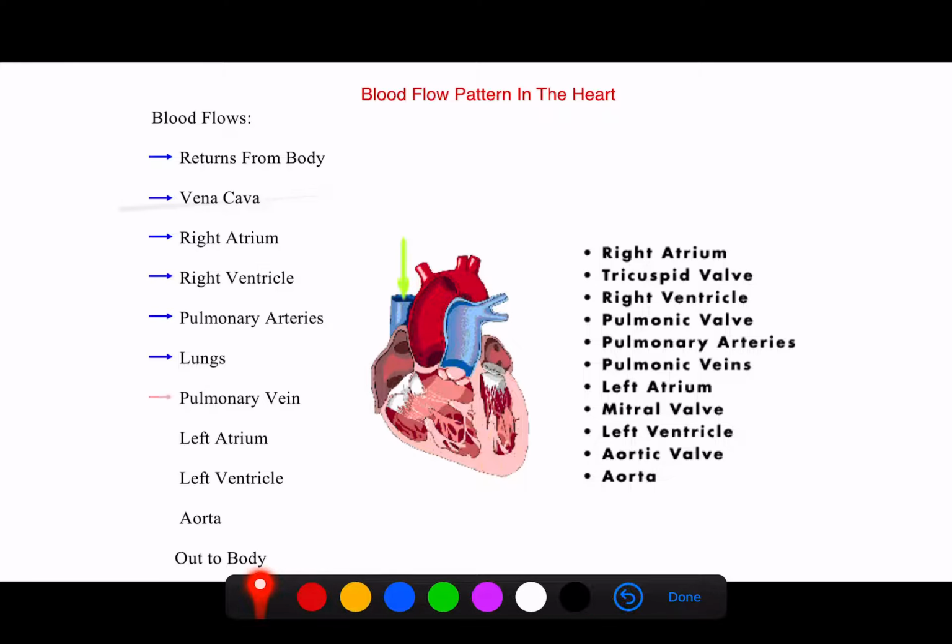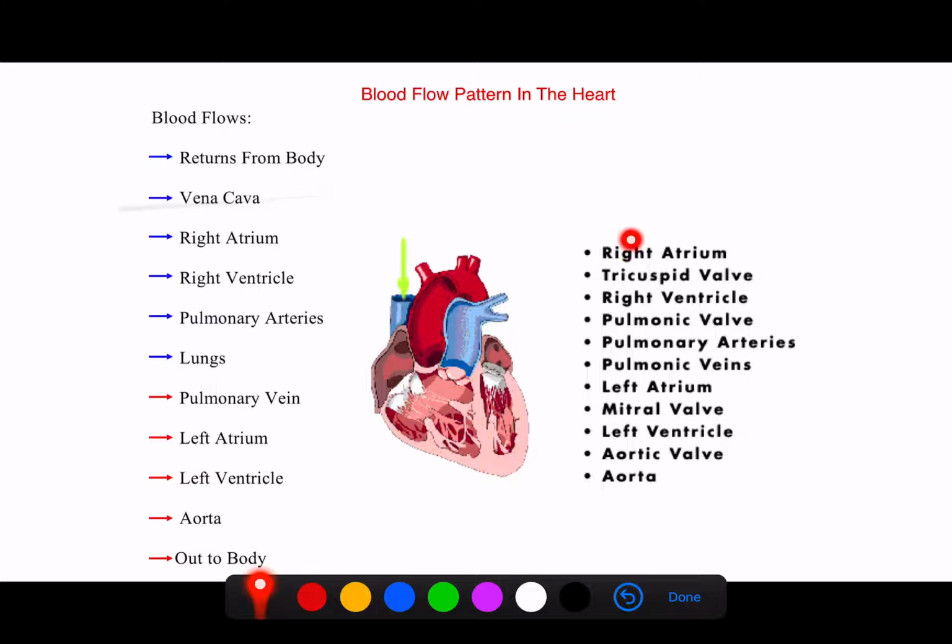You're going to need to know the blood flow pattern in the heart. We're actually going to do some exercises next week that's going to help you remember this. But by blood flow, I mean as blood is coming back from the body, remember, from the upper part of your body, it's going to start in that superior vena cava. From your lower part of the body, you don't see it here, but it's going to enter in through that inferior vena cava. It's going to go into that right atrium, the right ventricle, and out the pulmonary arteries.